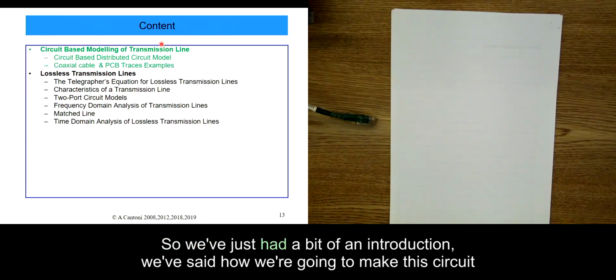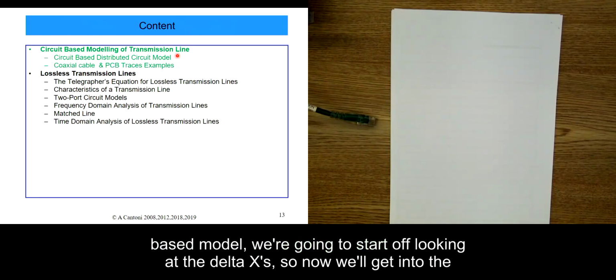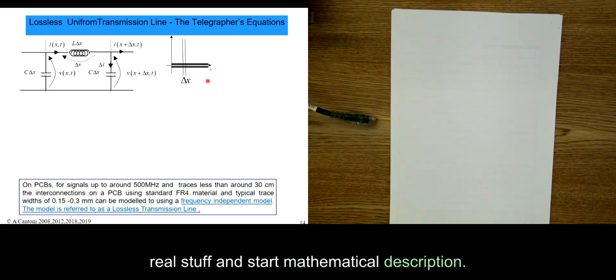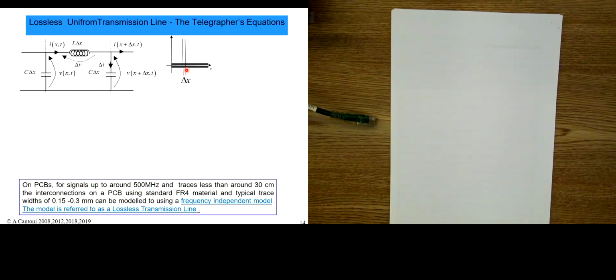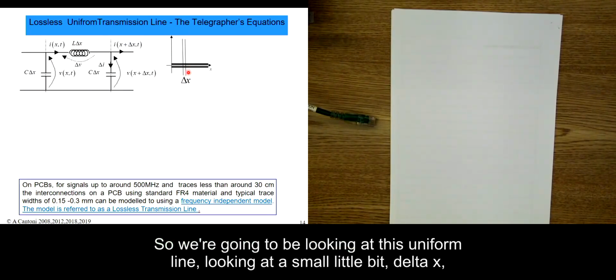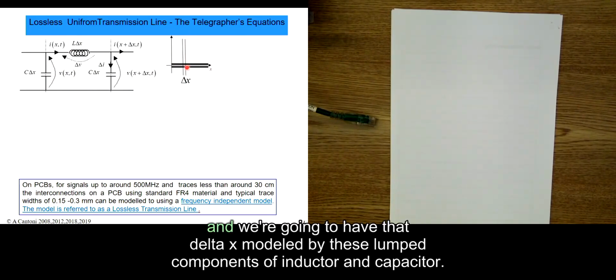Okay, so we've just had a bit of introduction. We've sort of said how we're going to make this circuit-based model. We're going to start off looking at the delta X's. So now we'll get into the real stuff, the mathematical description. The model we're going to use is this uniform line, looking at a small little bit delta X, and we're going to have that delta X modeled by these lumped components of an inductor and a capacitor.